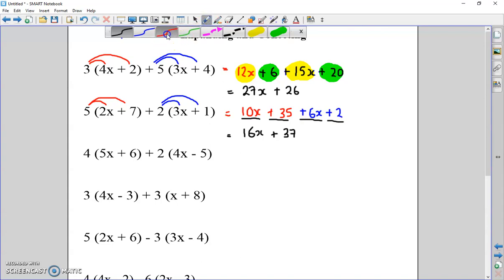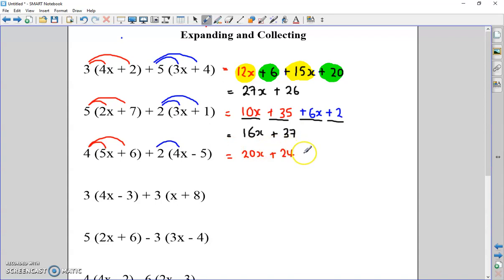Now on the next one, I put some minuses in. First bracket, nothing particularly difficult there. 4 times 5 is 20x, 4 times 6 is 24. On the second bracket, you need to be a little bit careful. 2 times 4, normal 8x. But 2 lots of minus 5 is minus 10. So when we tidy it up, 20x, add 8x, it's easy enough, 28x.